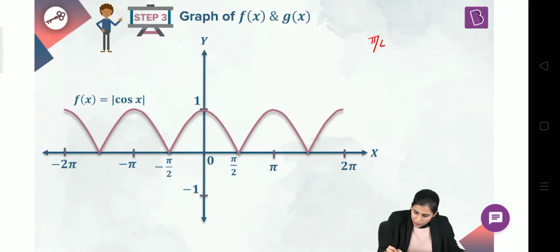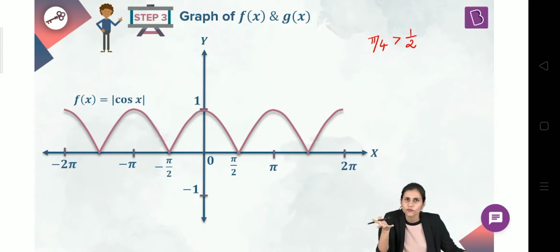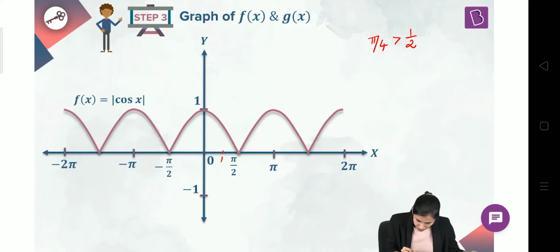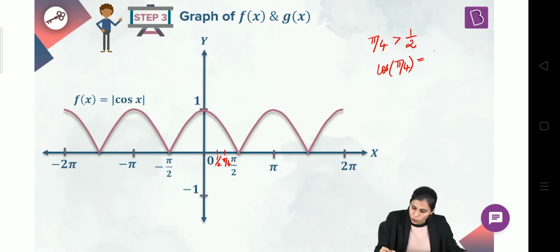See, you do agree that pi by 4 is greater than 1 by 2. Pi is 3.14 approximately. 3.14 upon 4 is definitely greater than half. Yes, so in here I can say if this is somewhere half, this is going to be pi by 4. Do you agree? Also, I know that cos pi by 4 is 1 by root 2, which is approximately 0.7. So if cos pi by 4 is 1 by root 2, that is approximately 0.7, cos half is definitely greater than 0.7.